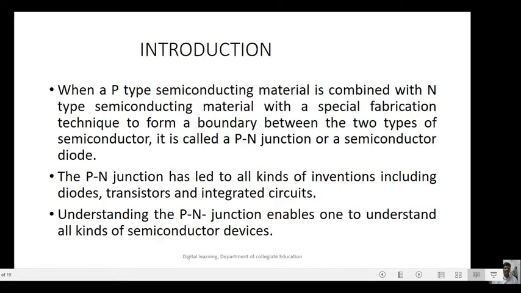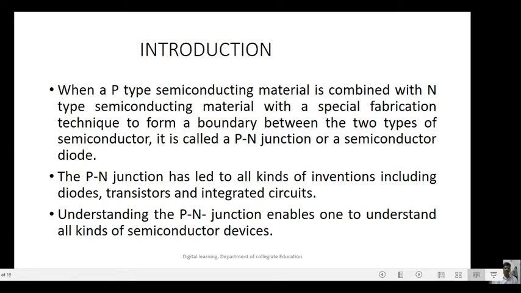Introduction. In the last class we discussed the formation of the depletion layer of the PN junction diode, and we also studied the energy band diagrams. So in this section we are going to give the lesson on LDR and LED and solar cells.